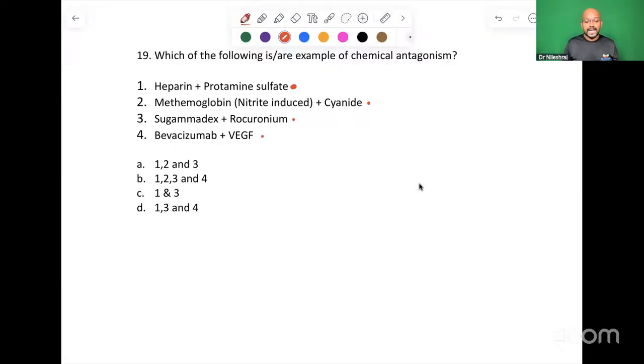See, chemical antagonism means you administer a drug and that drug is binding up with the parent molecule directly and tends to excrete it out from the body. Right? Well, that's the concept of that. Either it is going to be excreted out or it is going to be inactivated. So here, heparin is actually an acidic molecule. Protamine sulfate is actually a basic molecule. A basic molecule will go and bind with the acid, thereby it is going to get excreted. This is an example of chemical antagonism.